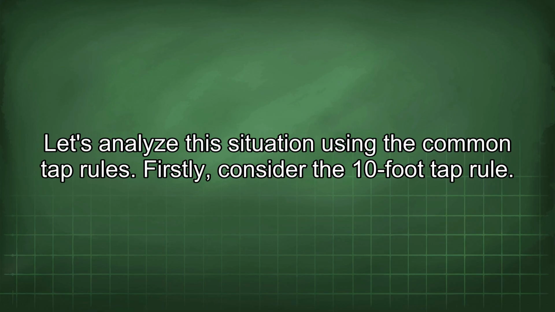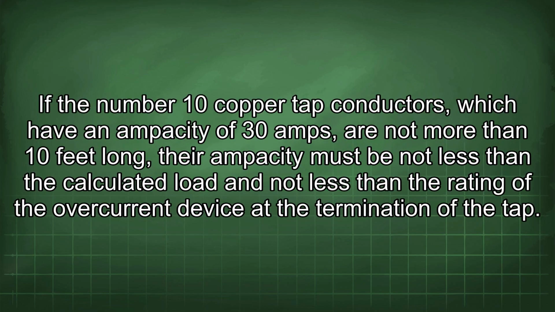Firstly, consider the 10-foot tap rule. If the number 10 copper tap conductors, which have an ampacity of 30 amps, are not more than 10 feet long, their ampacity must be not less than the calculated load and not less than the rating of the overcurrent device at the termination of the tap.